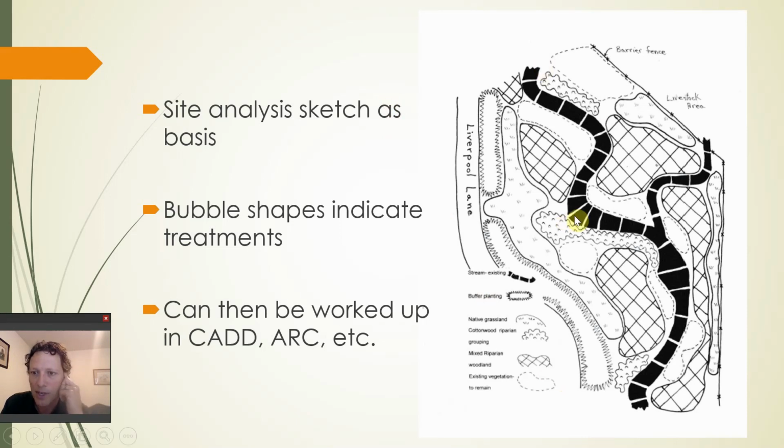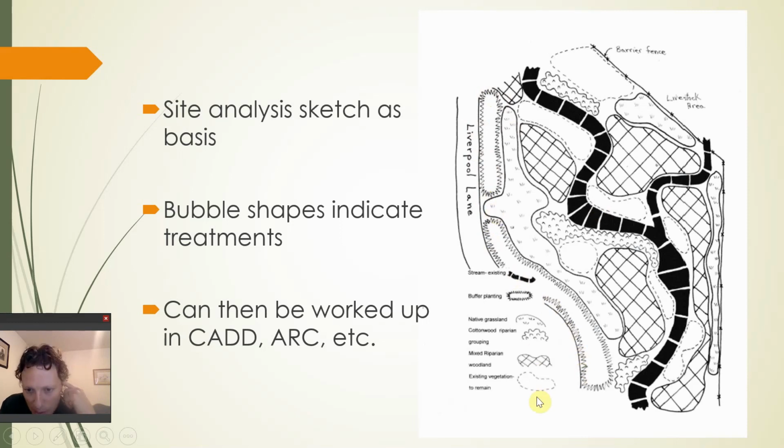So if you look, this is a pretty good example where there are different bubbles for different types of treatment. So here we have native grassland with the little hatch marks representing grass. So you draw a bubble around the approximate area in which you want to establish native grassland. Here we have buffer planting, probably a hedgerow or something like that, that prevents disturbance of the restoration area. So that obviously is going to be planted along the roadside.